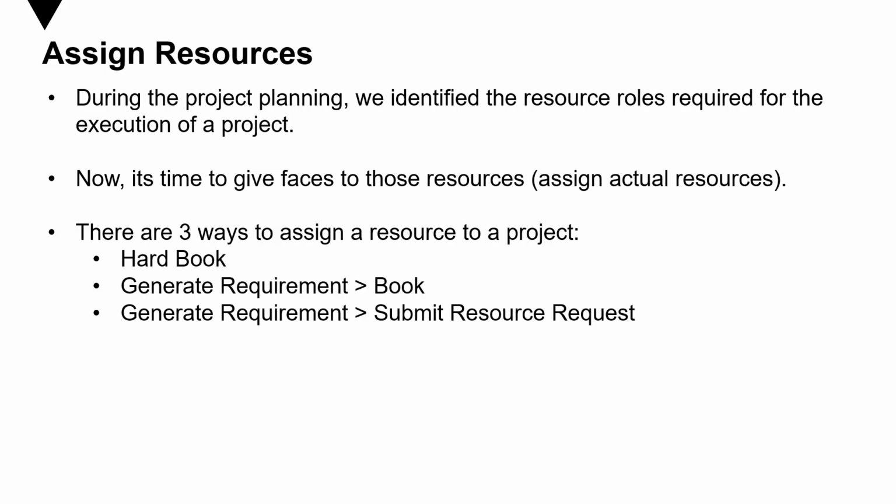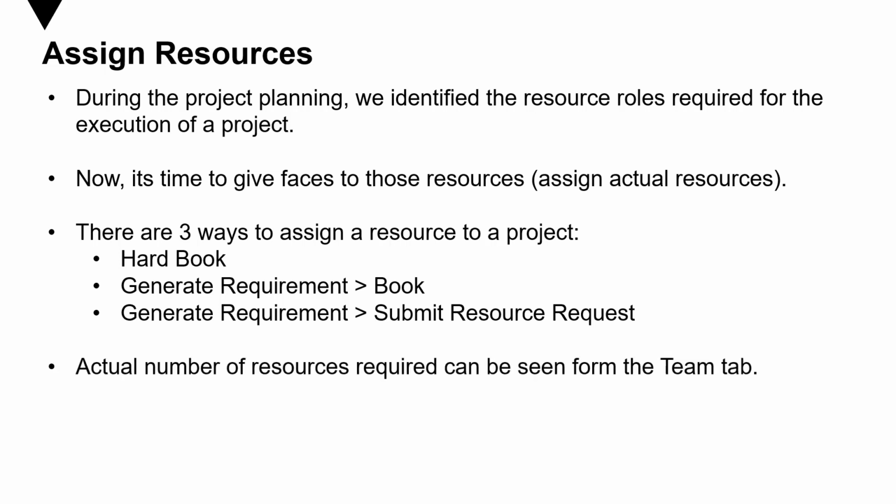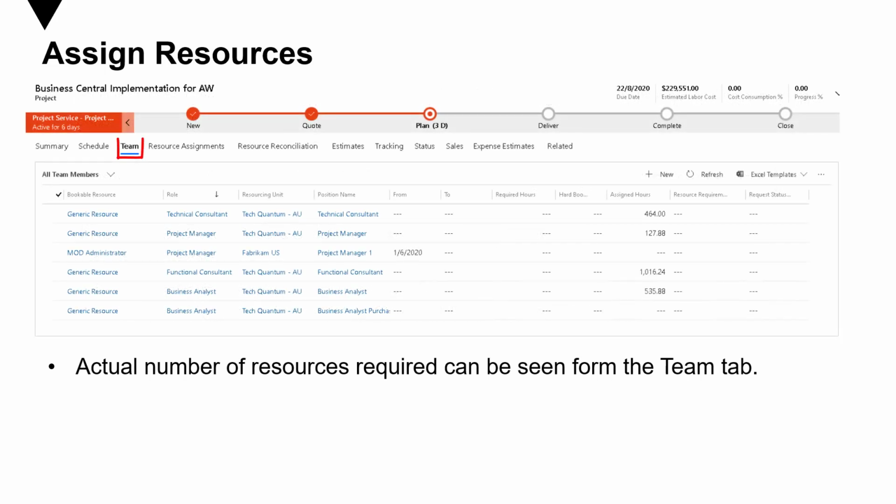One is hard booking. So you can hard book a resource to a project. The second option is to generate a requirement and then book a resource. And the third option is that you generate a requirement and then submit a resource request. So there is an approver who will approve that request and then you can use the resource. Now, the actual number of resources required can be seen from the Teams tab on a project.